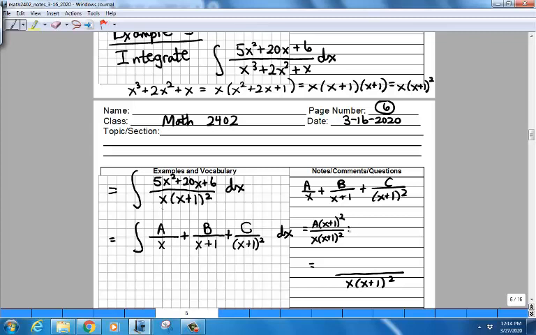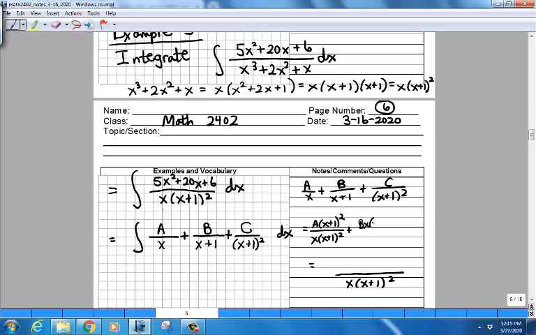What about the second fraction? Well, what am I missing from this denominator? I'm missing one factor of x plus 1. I have x plus 1 to the first power, but I don't have x plus 1 squared. So I'm missing one factor of x plus 1, and I'm also missing the x. So that means I have to multiply top and bottom by x times x plus 1.